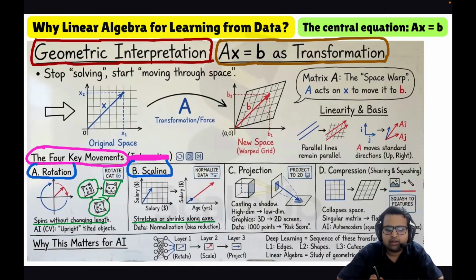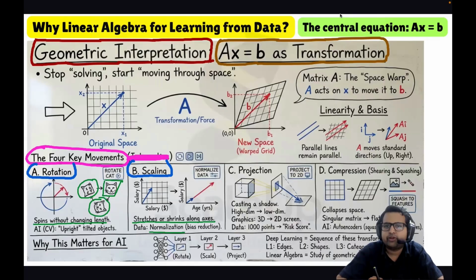In data, this scaling is normalization. If one feature has huge numbers and another has small numbers, like salary can be 5-digit, 6-digit, 7-digit while age is a 2-digit number, we use a scaling matrix to put them onto the same playing field so the AI does not get biased towards the large numbers. That technique is normalization, and normalization makes use of scaling.